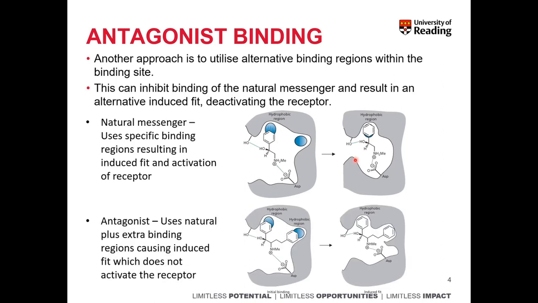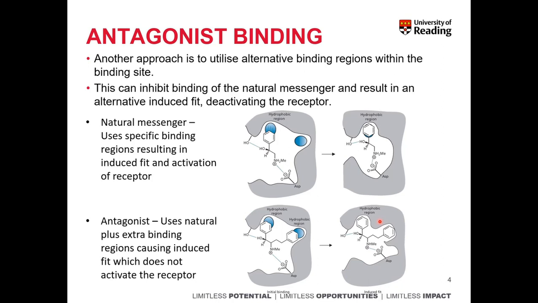However, if we put in an antagonist that uses additional binding regions, such as an additional van der Waals binding region here, we can cause the receptor to have a different induced fit. Now, you can see here that the binding site looks very different to the binding site up here. And this different induced fit won't cause the receptor to be activated. It hasn't changed the shape of the receptor in the correct way. And so it will deactivate the receptor and stop it being activated.